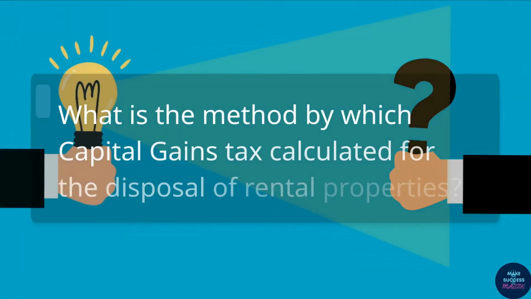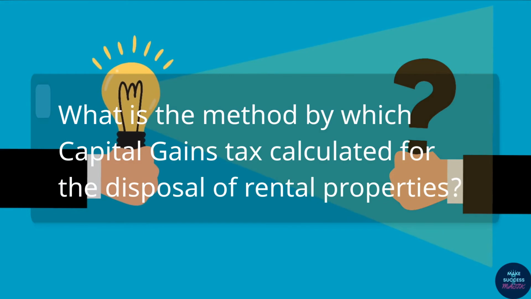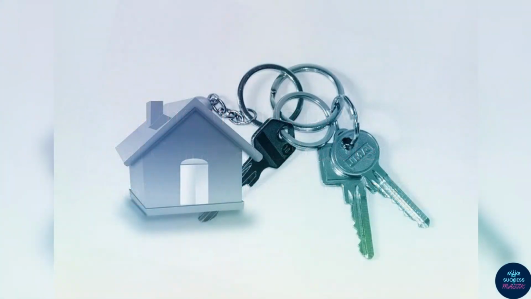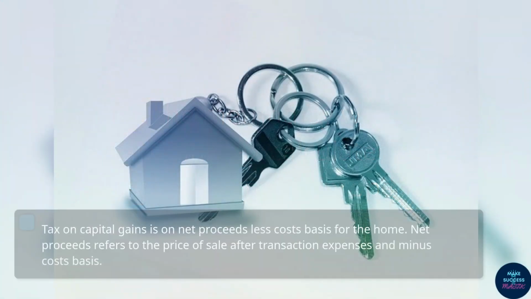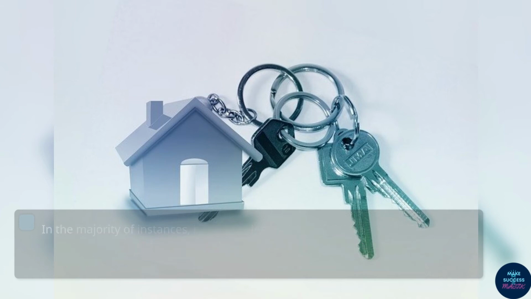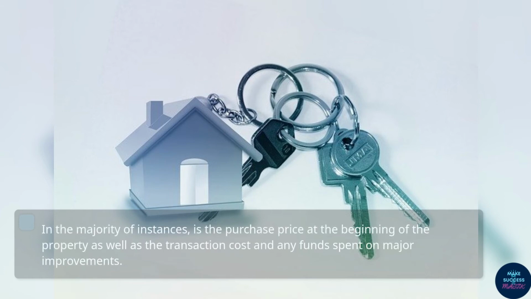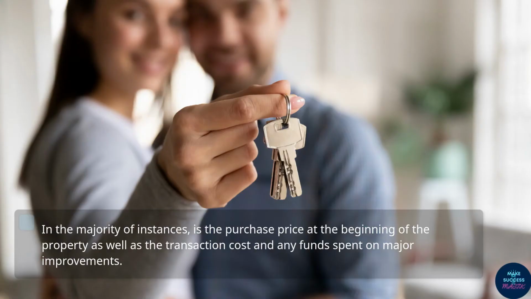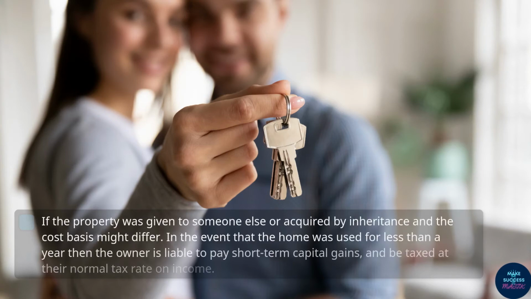How is capital gains tax calculated for the disposal of rental properties? Tax on capital gains is on net proceeds less the cost basis for the home. Net proceeds refers to the price of sale after transaction expenses, minus the cost basis. In the majority of instances, this is the purchase price of the property as well as the transaction cost and any funds spent on major improvements. If the property was given to someone else or acquired by inheritance, the cost basis might differ.